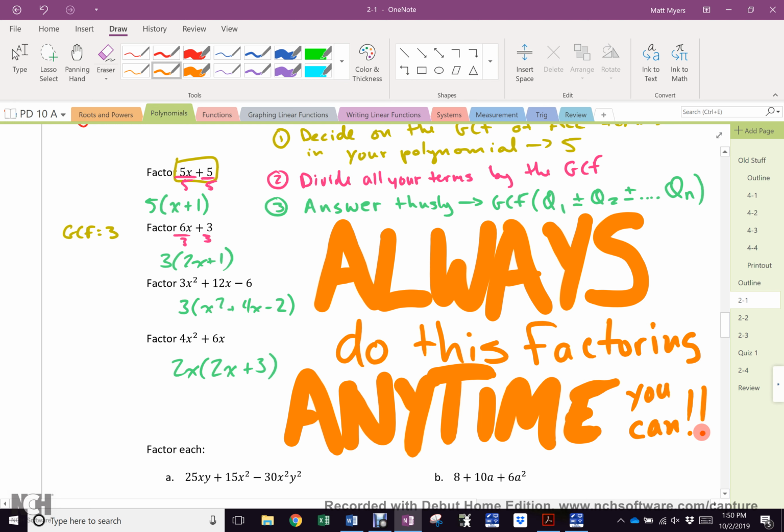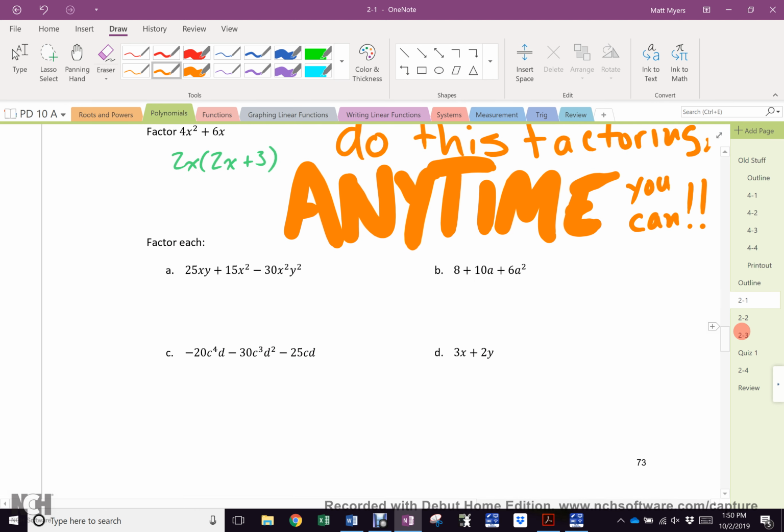Always do this factoring, comma, anytime you can. What if you're in the middle of a question and you realize that there's a GCF? Should you get it? Yes. What if you're at the beginning of a question, you realize there's a GCF there? Should you get it? Yes. So when? Always. So all of you are able to do the first 2. Go.